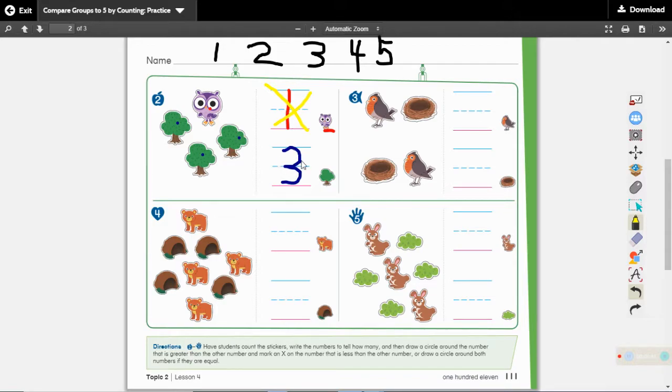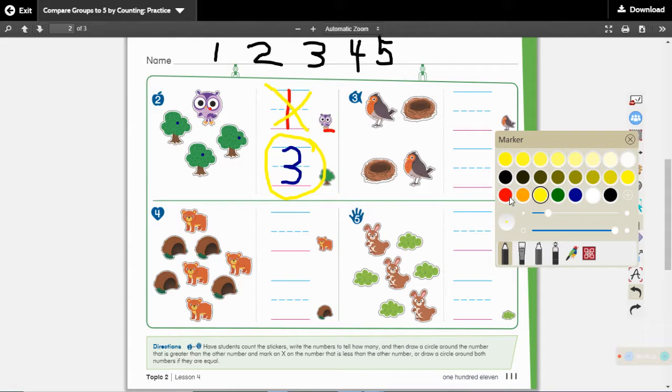Now, let's figure out what we need to do with number 3. We're comparing it with this number 1. So find the number 1. Does number 3 come after the number 1? Or does number 3 come before the number 1? Number 3 comes after the number 1. So 3 is greater than 1. So we're going to circle that. Go ahead and make sure you have that done on your paper.